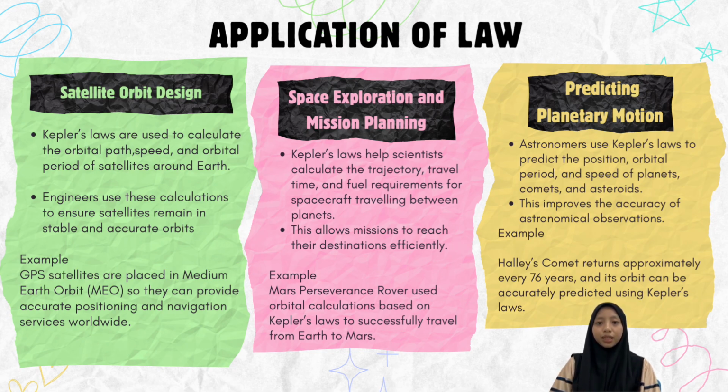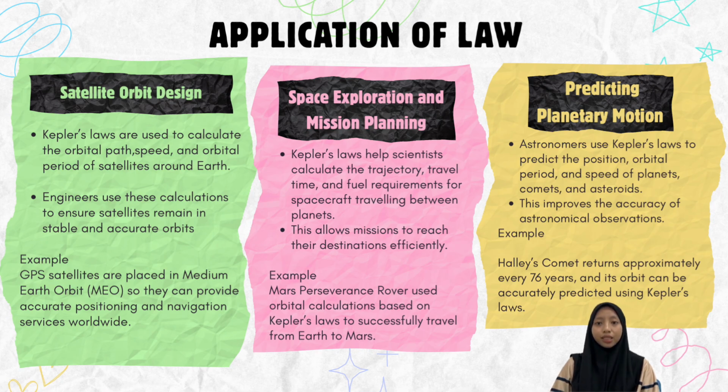The first application is satellite orbit design. Kepler's law helps engineers calculate the orbital path, speed, and orbital period of satellites around the Earth. This ensures that satellites remain in stable orbit and function efficiently. For example, GPS satellites are placed in medium Earth orbit to provide accurate positioning and navigation service around the world.